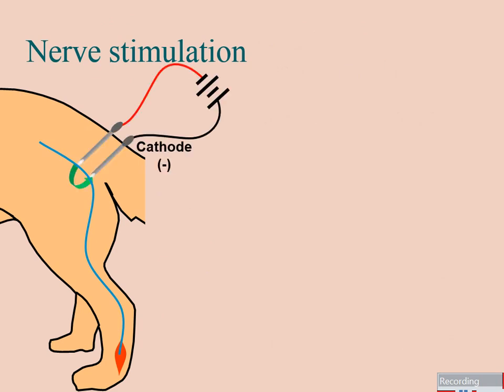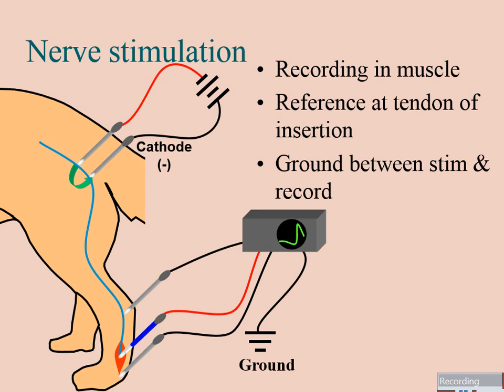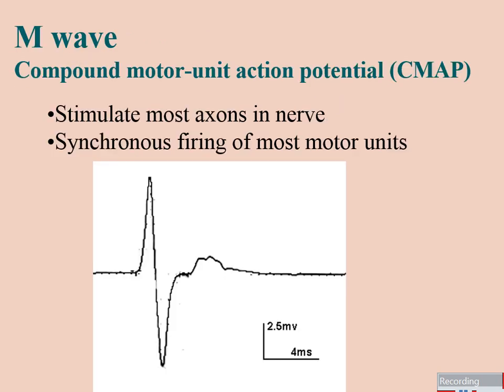Okay, so we can stimulate the nerve. If I'm trying to record from a muscle down here, I'm going to want to have the cathode distal, so that anodal block, if it happens, will block the stuff going up to the spinal cord. We insert the recording needle into a muscle innervated. The reference by convention goes at the tendon of insertion, but you just need a quiet place. And usually we put the ground in between so that any stimulus artifact gets bled off from the ground. And when we do that, we can record what's called a compound motor unit action potential, or an M wave.